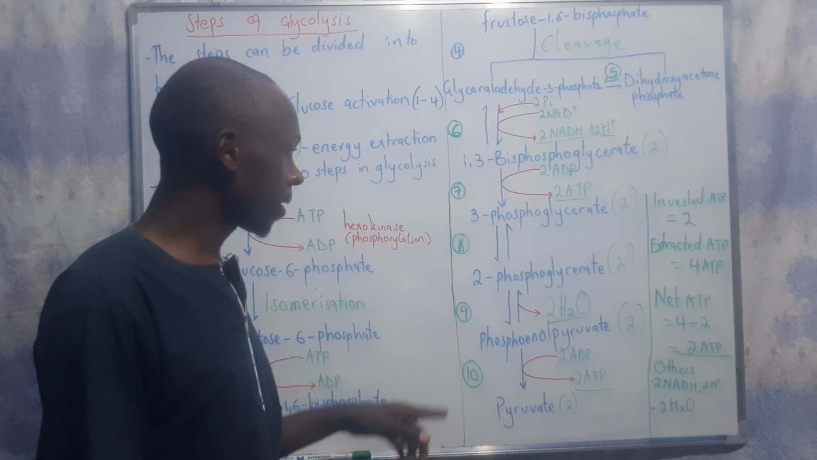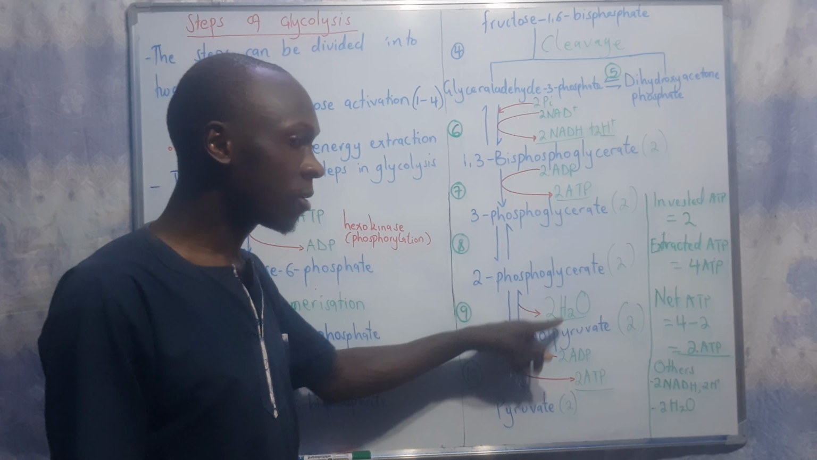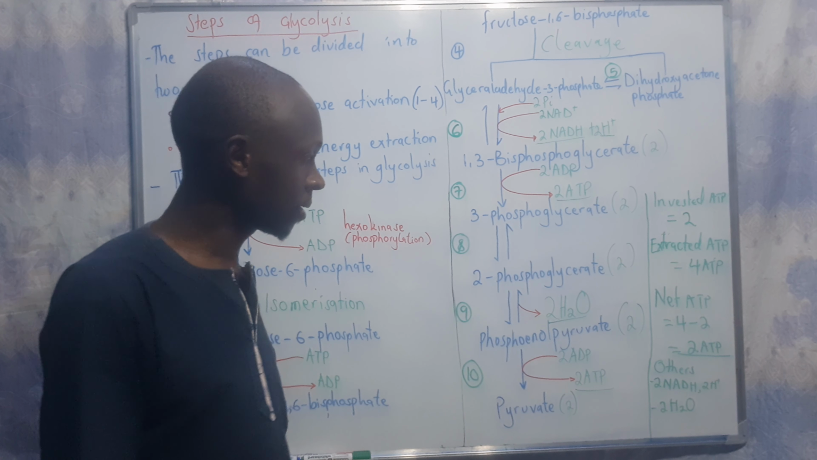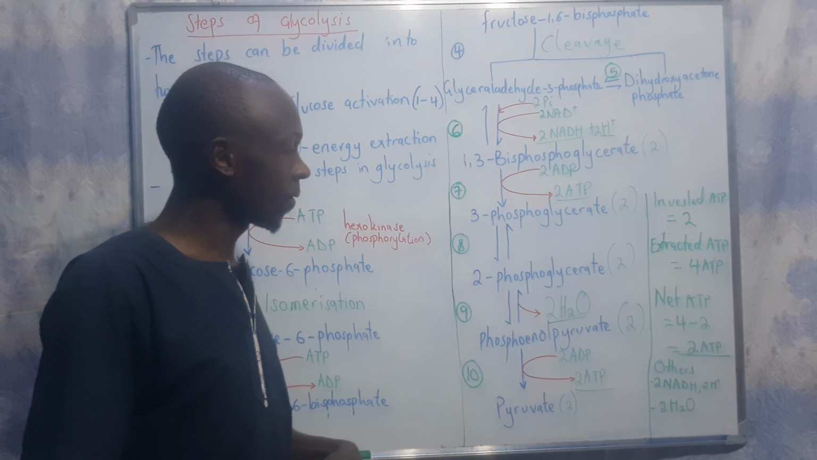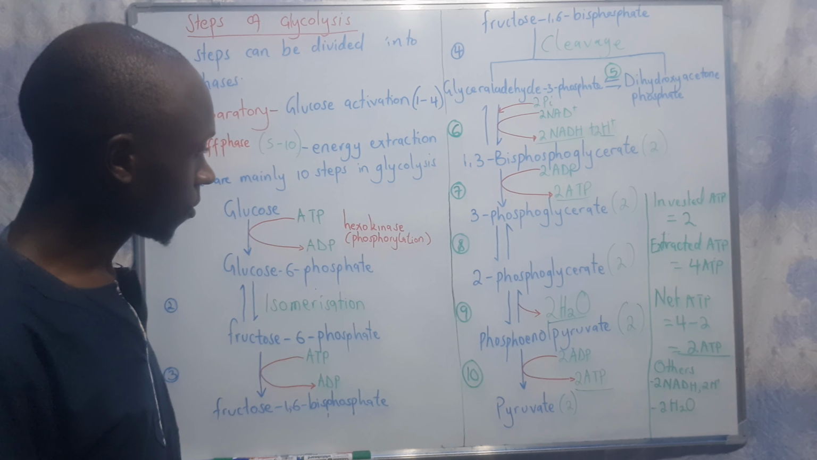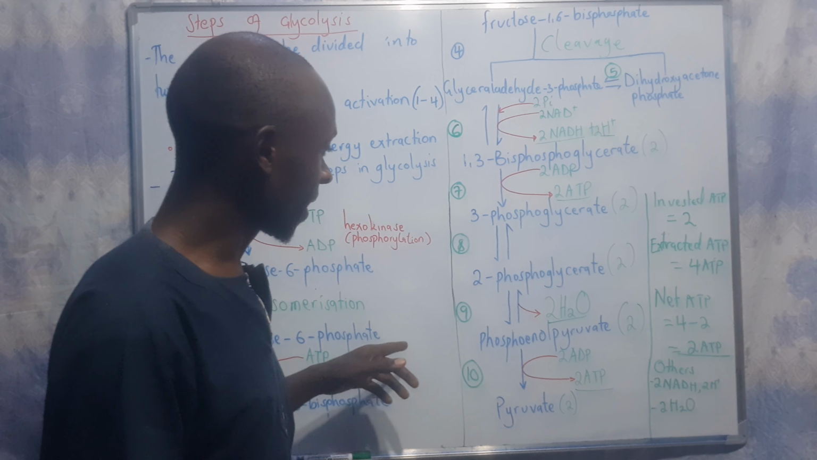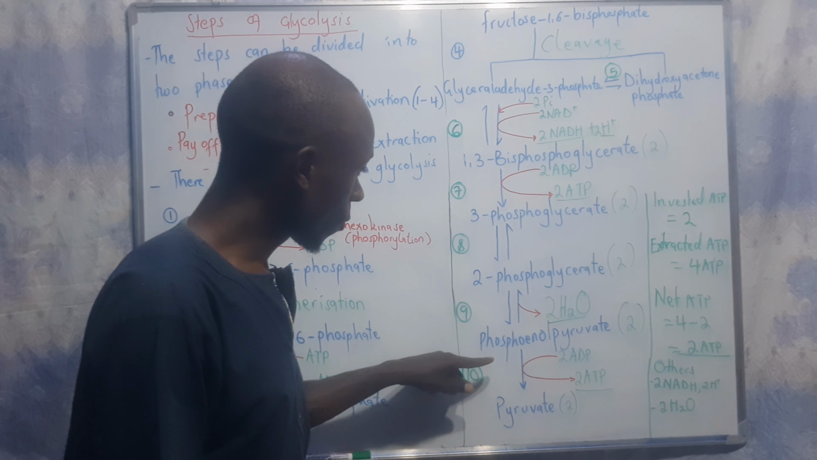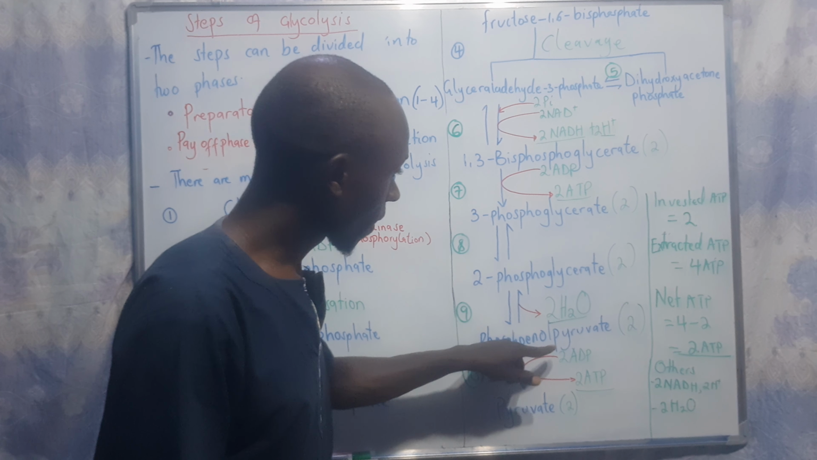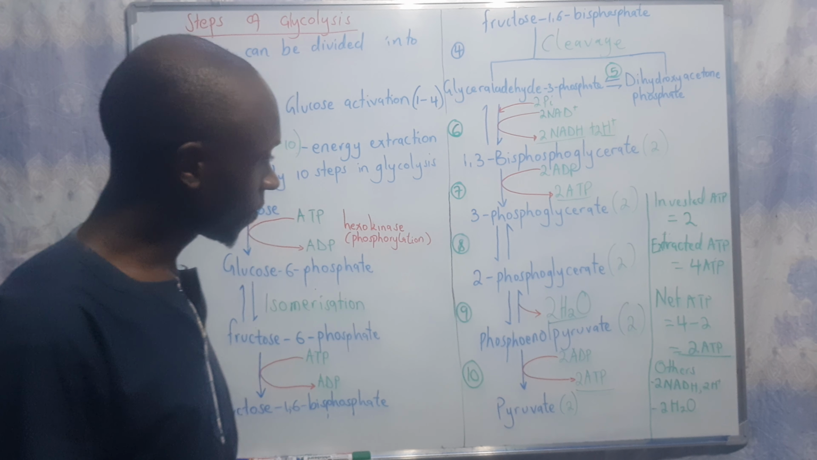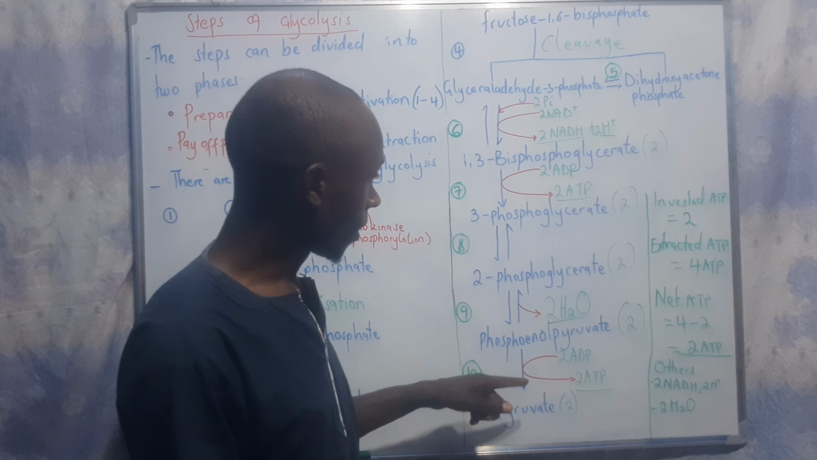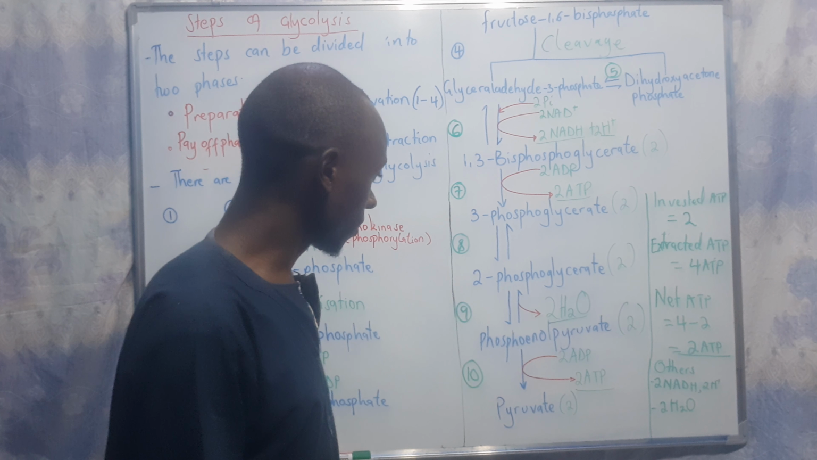And then in stage number 9, we are having dehydration. That stage is the dehydration stage, whereby 2 molecules of water are released. So when 2 molecules of water are lost, what are we going to form? We are going to form phosphoenolpyruvate. Still we're having 2 molecules of phosphoenolpyruvate.